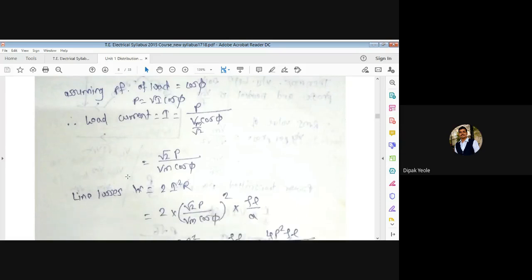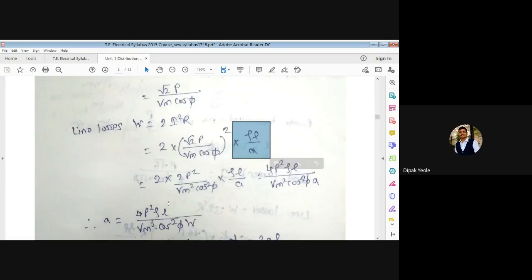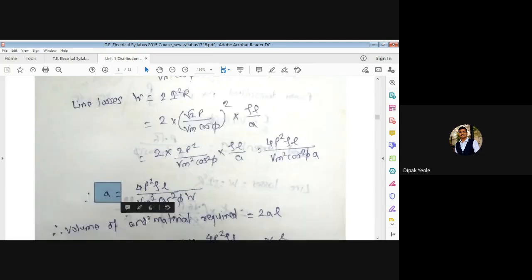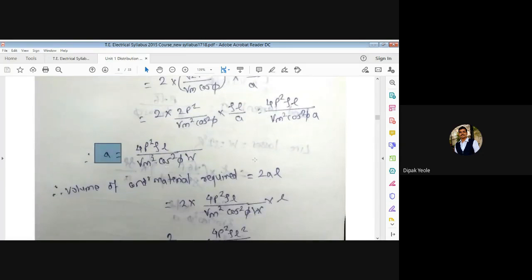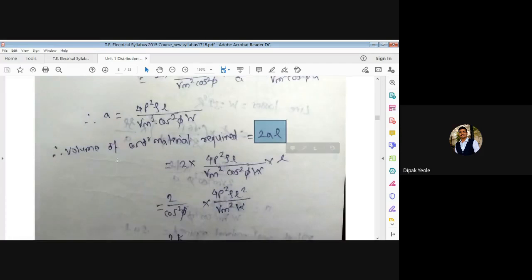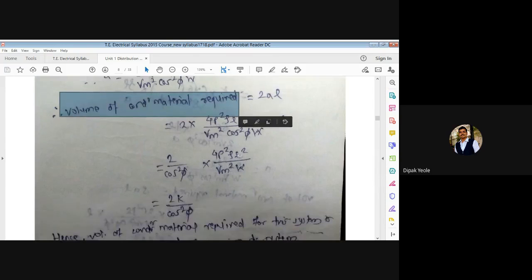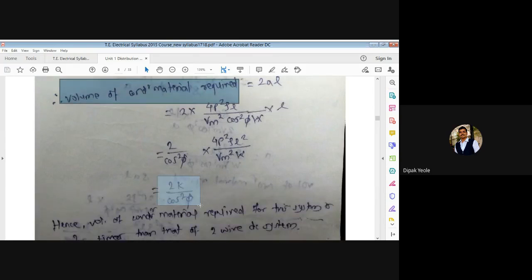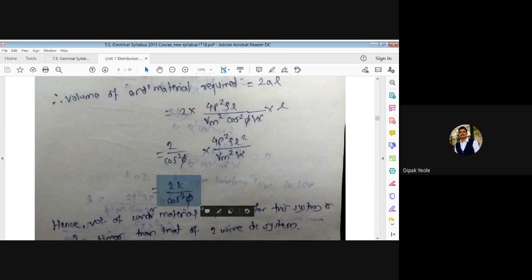Use the formula W equal to 2I²R. Put the value of I as this much. Put the value of R as rho L by A. Solve the equation, find out the value of A and put the value of this in twice of AL, because they are interested for volume of conductor material required. So this is the final equation for single phase 2 wire system.